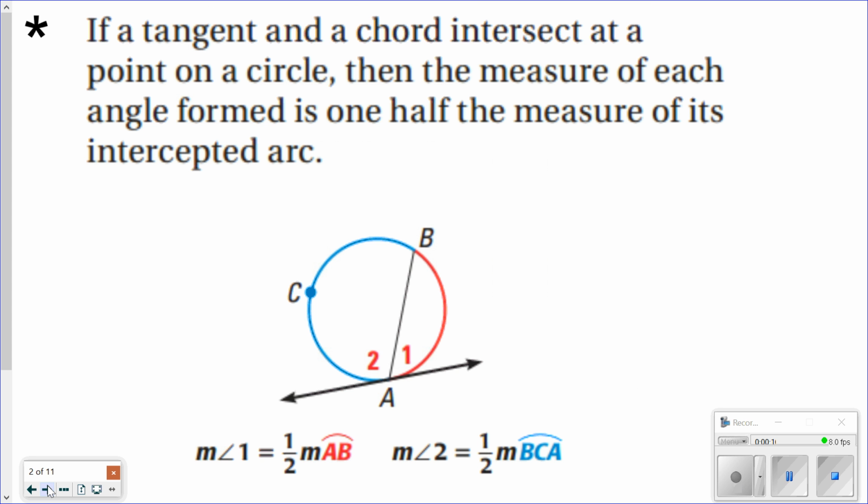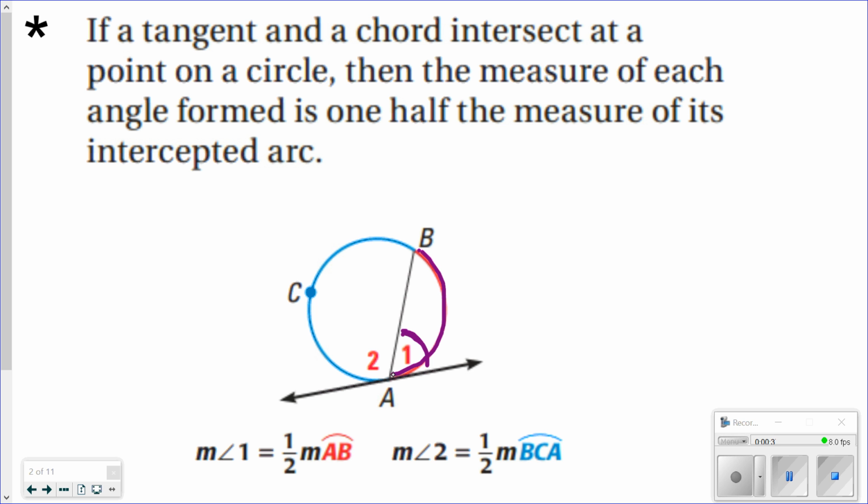If a tangent and a chord intersect at a point on the circle, then the measure of each angle formed is 1/2 the measure of its intercepted arc. So what the heck did I just say? If you look at the measure of angle 1 here, we know that the measure of angle 1 is half the measure of this intercepted arc.